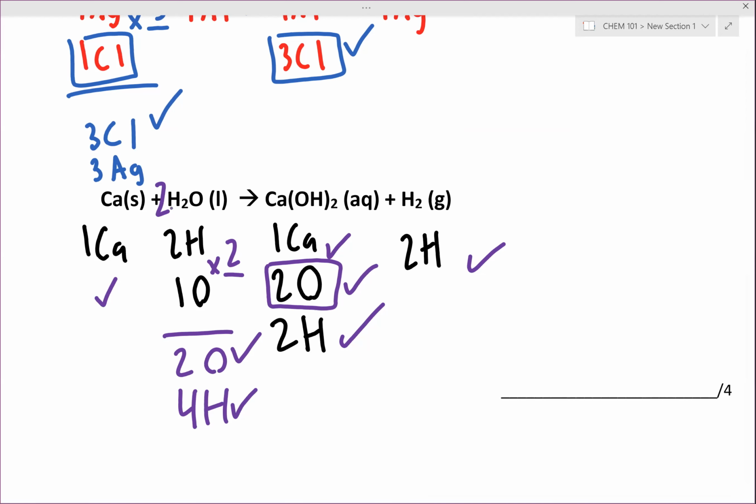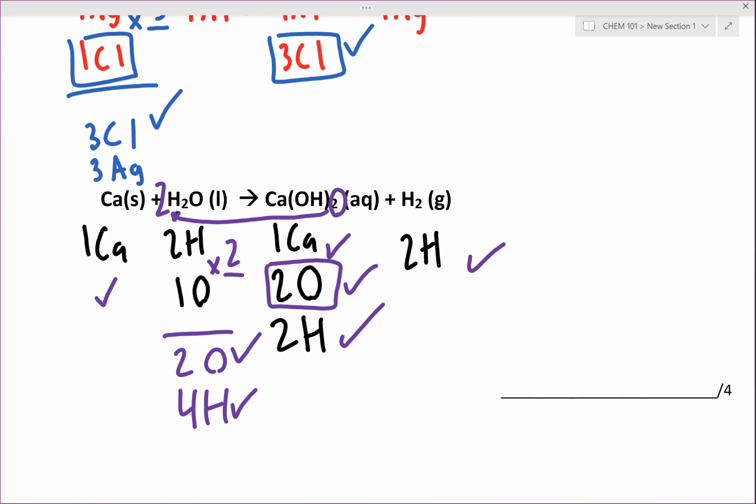Now, this one, it's a little bit harder to see if you're balancing via the anion method. But as this is a displacement reaction, does everyone notice how the subscript for hydroxide ended up as the coefficient for water?